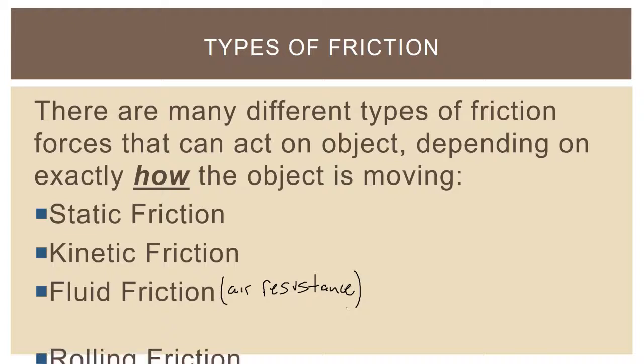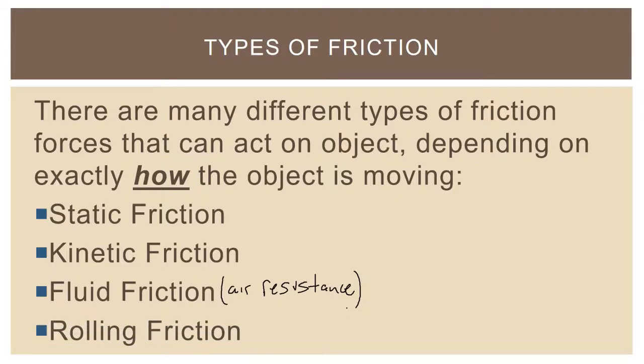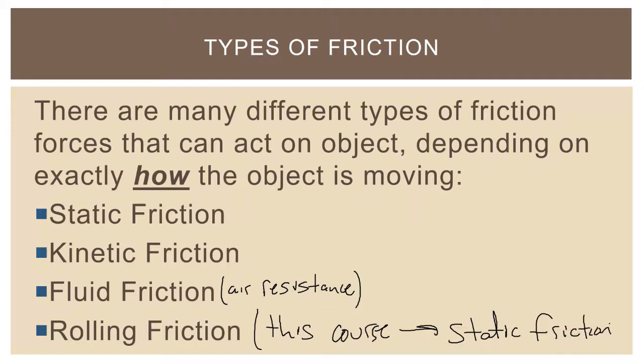And then the last kind is called rolling friction. Now, this is the part that's weird, and so I want to make a note about it. There is actually a thing called rolling friction. There's an equation for rolling friction. There are numbers that you want to use for rolling friction. But for this course, when an object is rolling, we're just going to say static friction is what's acting on the object.